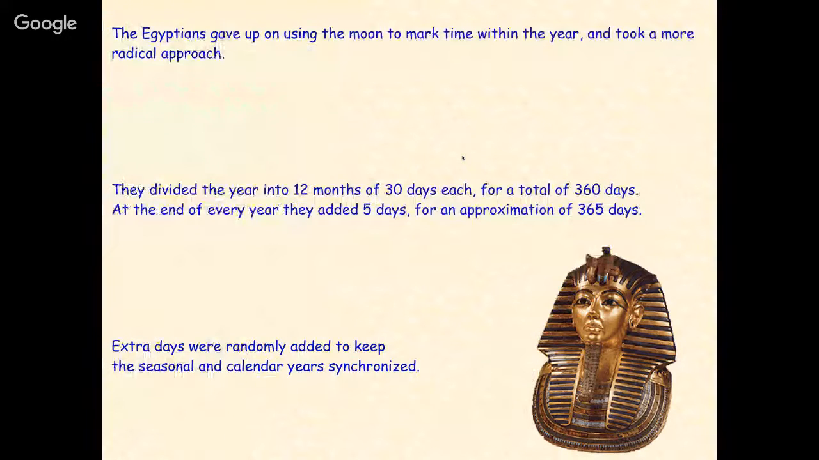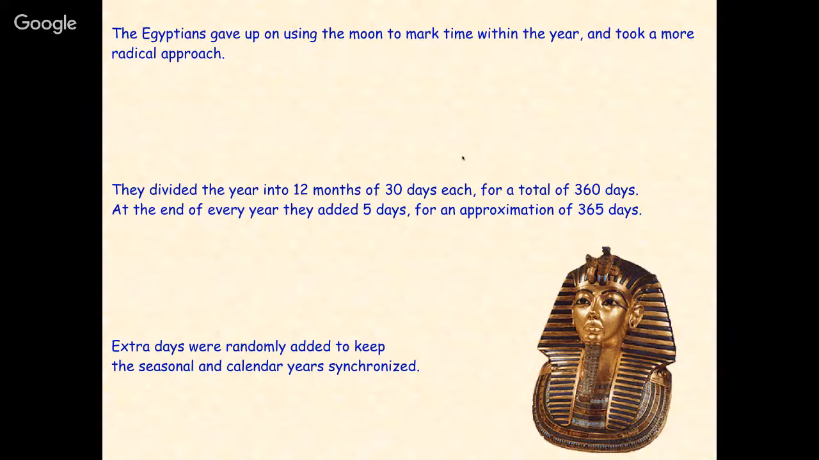So the Egyptians decided that trying to mark time with the moon was a little too nutty. And so they took a more radical approach. They divided the year into 12 months of 30 days each for a total of 360 days. And you will note that there are 360 degrees in a circle. That's where it comes from, right?